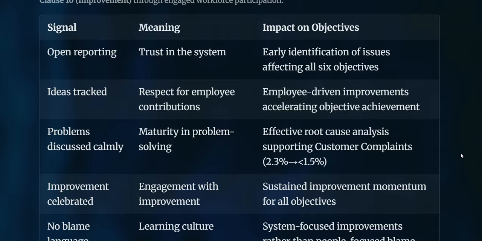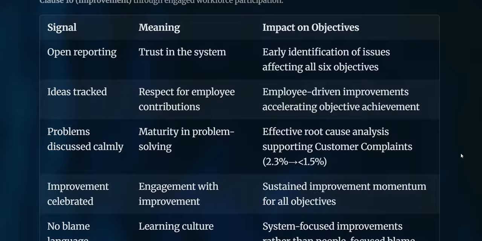The second signal, ideas tracking, means there is a respect for employees' contribution. The impact it has on our objectives include employee-driven improvement accelerating objective achievements.